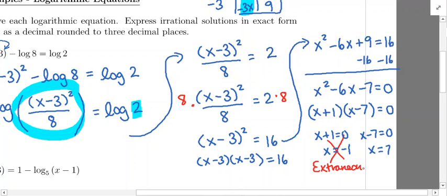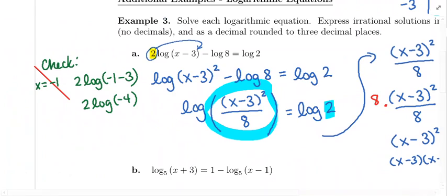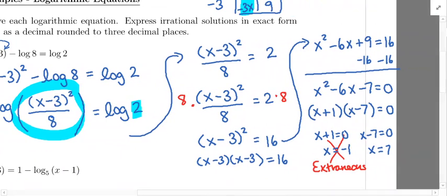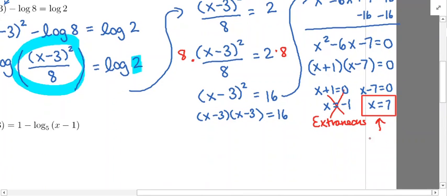Let's check 7. If x is 7, plug it in. We're going to get 2 times the log of 7 minus 3. That's 2 times the log of 4. 4 is positive, so we're good. So the only solution in this situation is x equals 7. I'll put it right here in a box. This is the only solution.